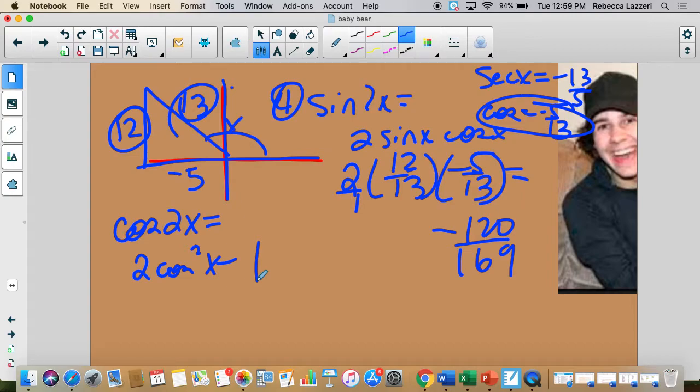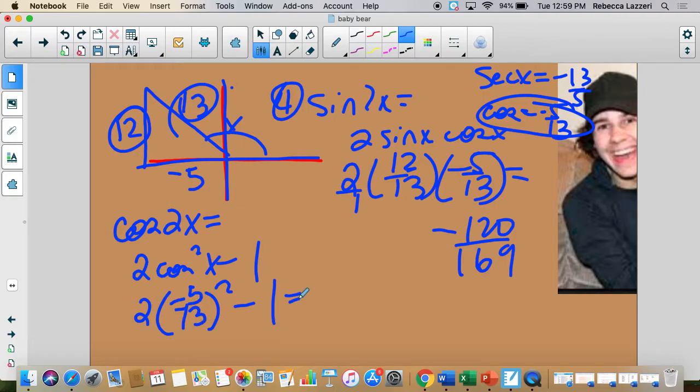It's 1 minus 2 sine squared x. Oh, I wrote that. 1 minus 2 sine squared x. All right, so this is 2 cosine of x squared minus 1. Cosine was negative 5/13 because they gave me secant.